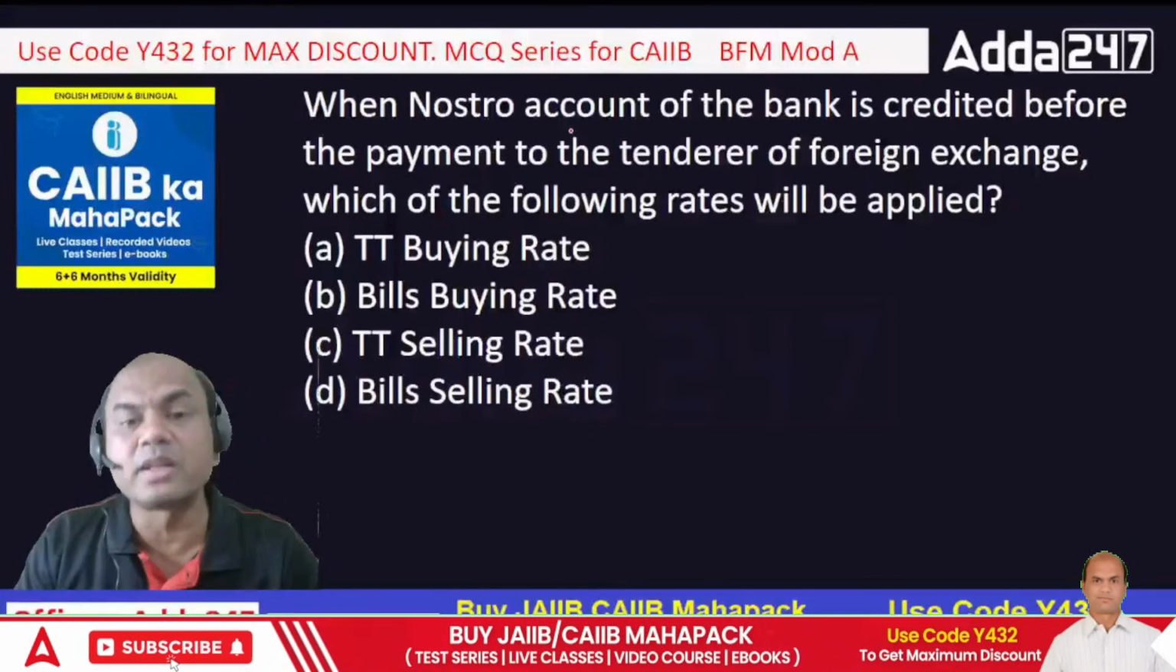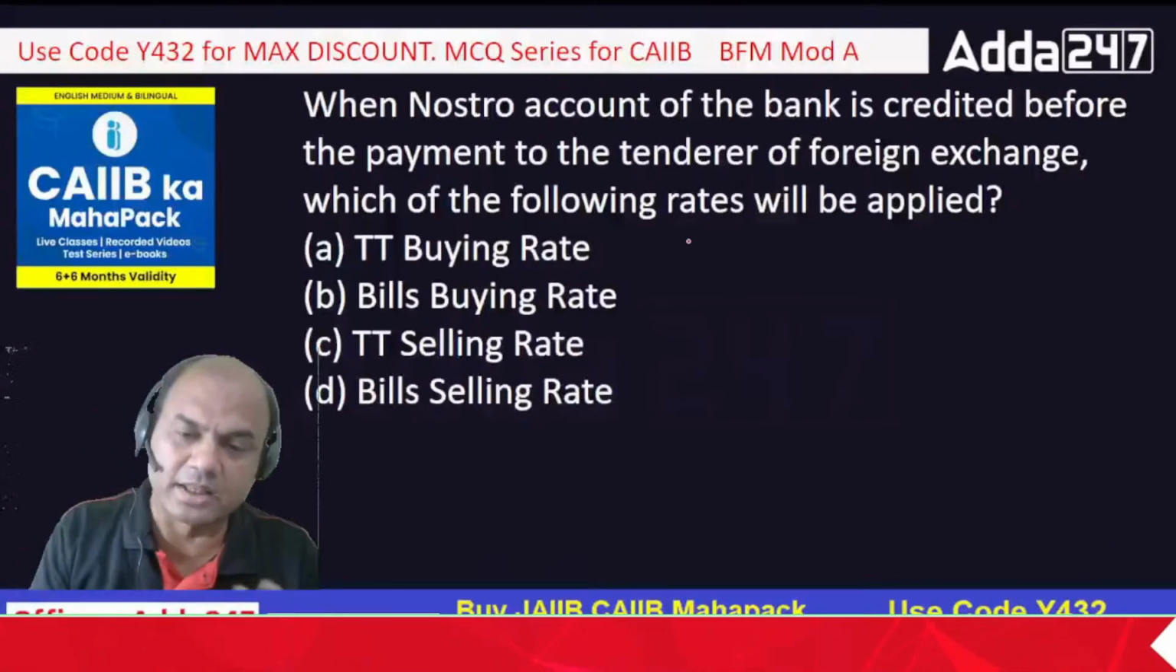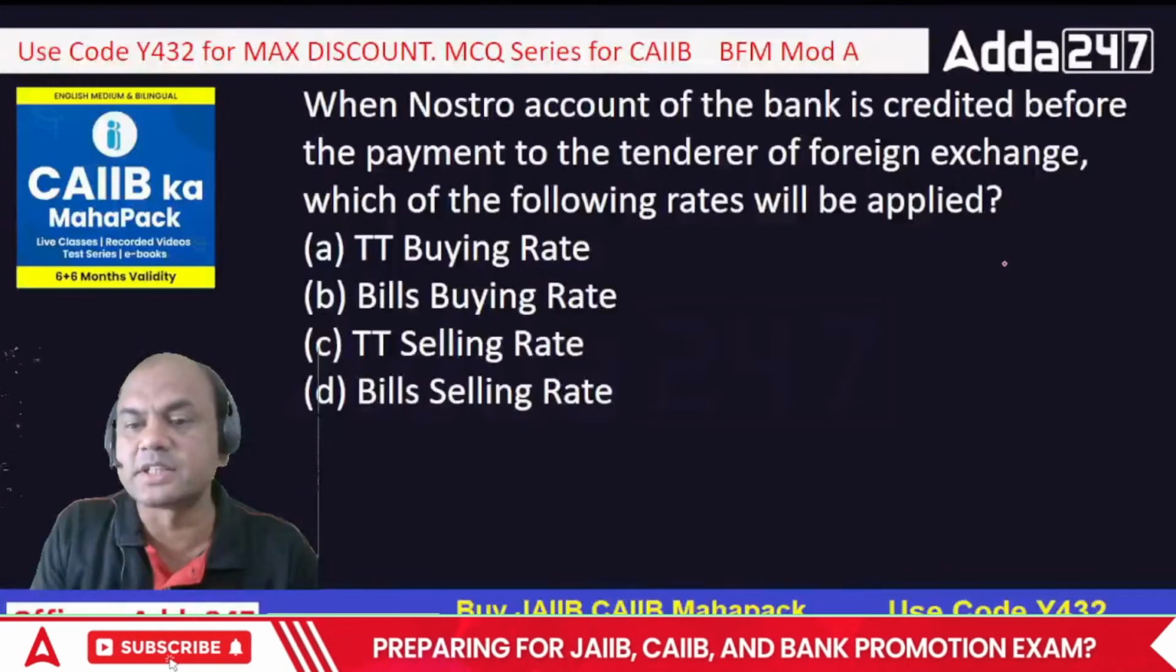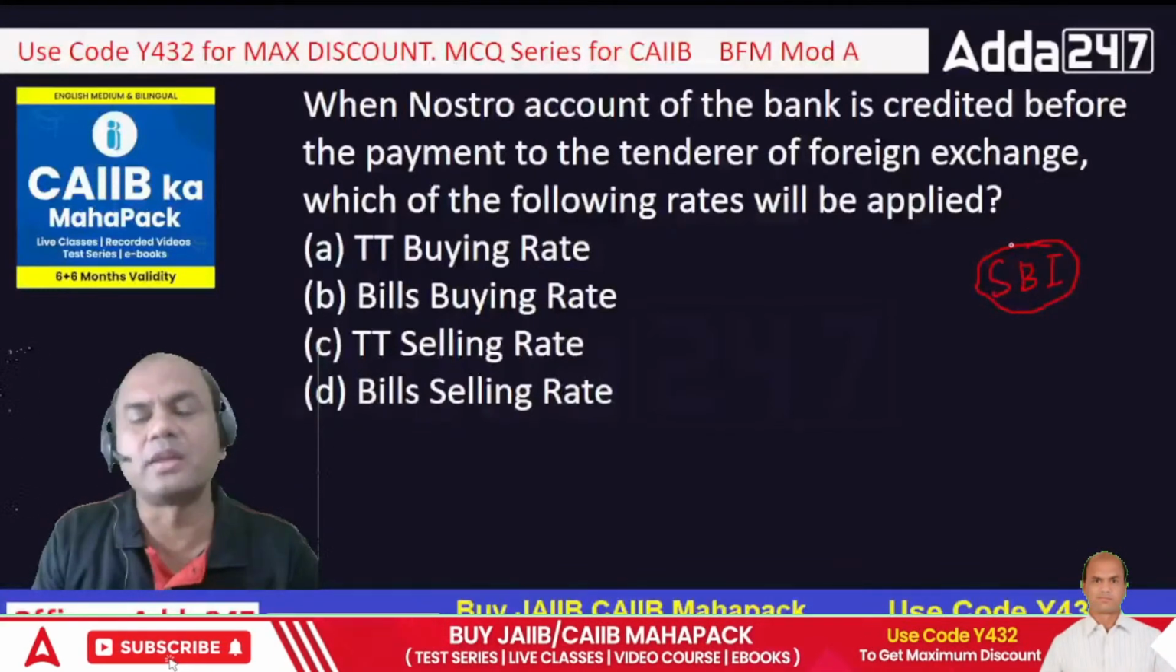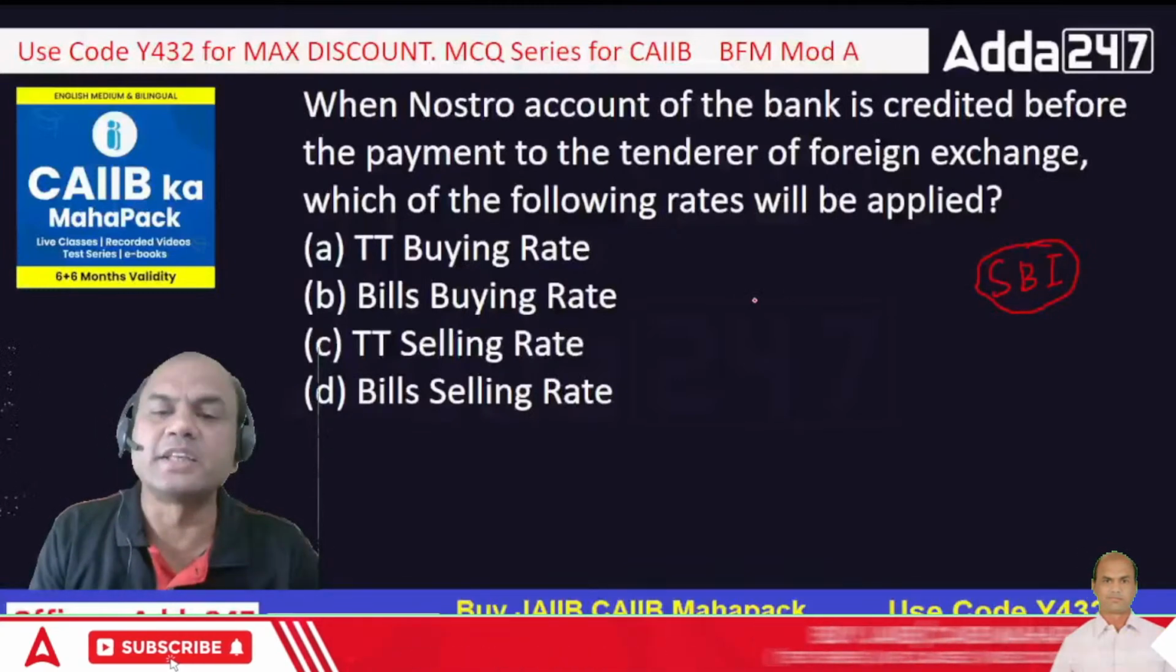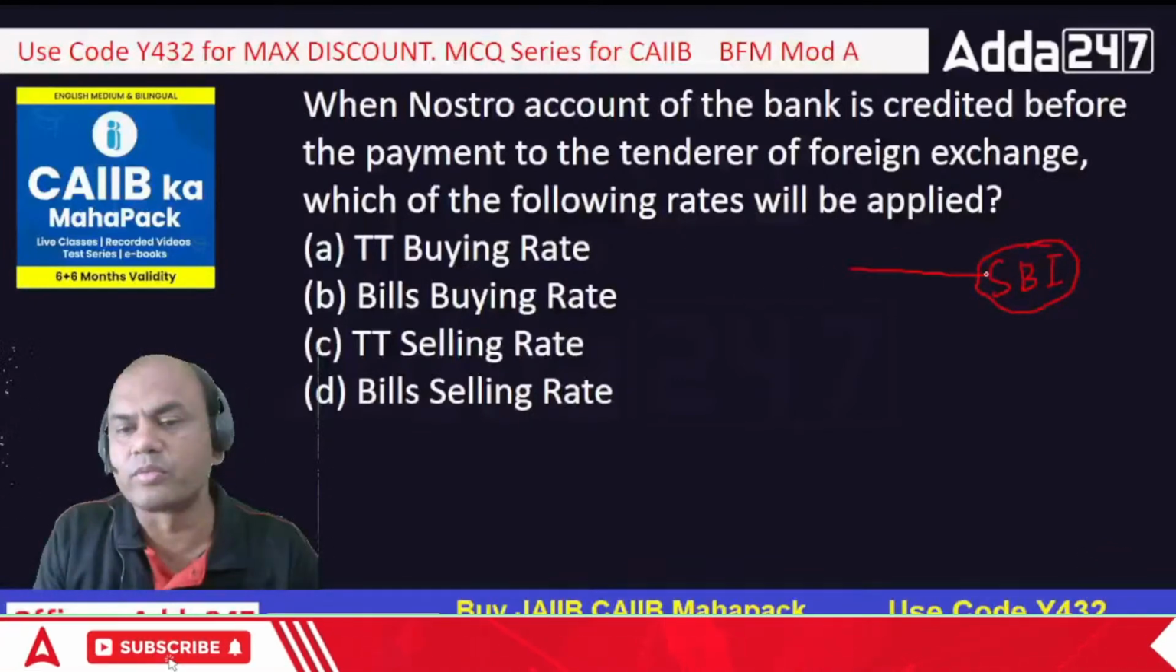Now what do you mean by this? Before the rate, here I'll give you a simple example. Let's call this SBI. I always give the example of SBI because that's a common name. Okay, SBI. This SBI is having, let's say, a nostro with Citibank.